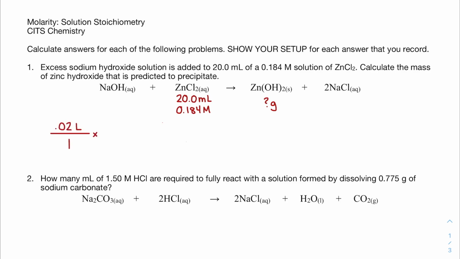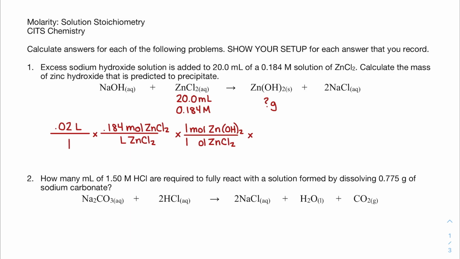The first thing I would do is take that volume of 0.02 liters and put it over 1. The next thing I will use is that molarity conversion factor. I know that for every 1 liter of zinc chloride, I have 0.184 moles of zinc chloride. That's giving me how many moles I need. My next step would be to do a mole to mole ratio. When I look at the moles of zinc chloride to the moles of Zn(OH)2, I notice that it's a 1-to-1.